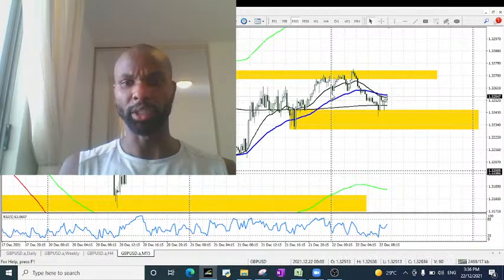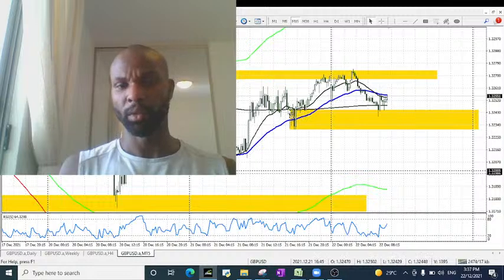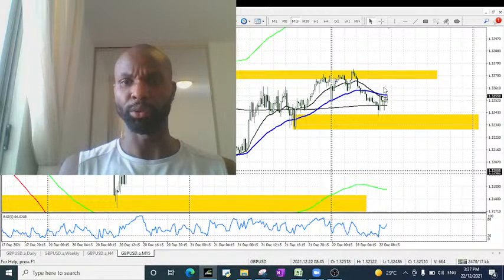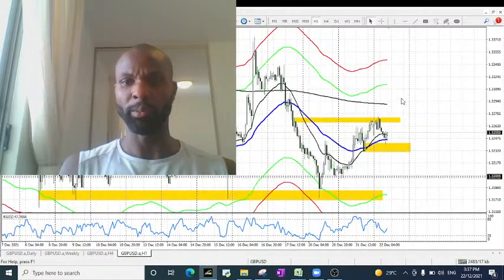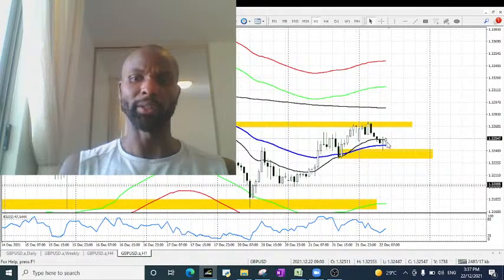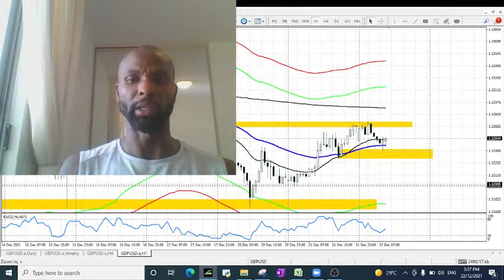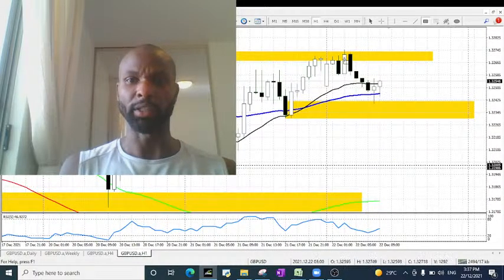Here, hit that zone, rejected, hit it again, rejected, push a little bit deeper, rejected. Now we are tapping into this lower zone. Tapped into the zone, pushed up, came back again. Now we are rejecting. So in the next 20 minutes, depending on how the 1 hour candle closes, I will be taking buys, targeting this zone.